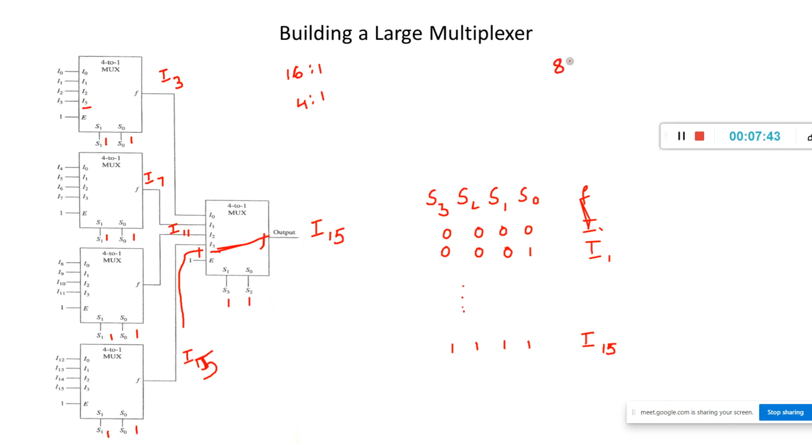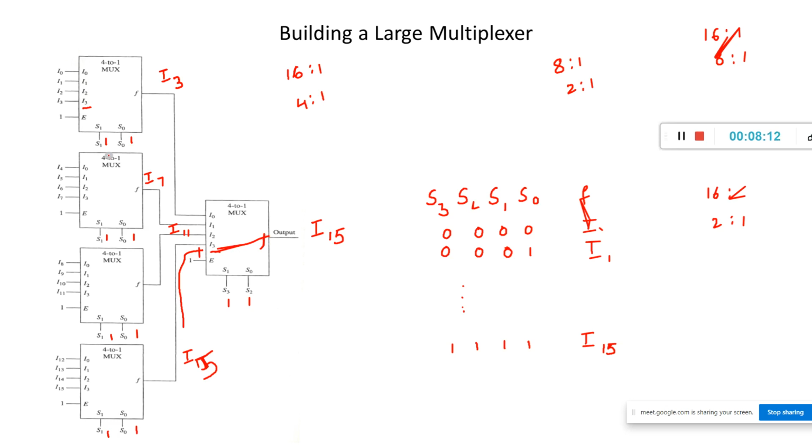We can also construct 8:1 mux using 2:1 mux. We can also construct 16:1 mux using 8:1 mux. We can also construct 16:1 mux using 2:1 mux. This is just a general example I have given here: 16:1 mux constructed using 4:1 mux.